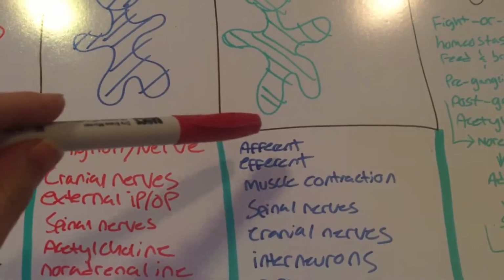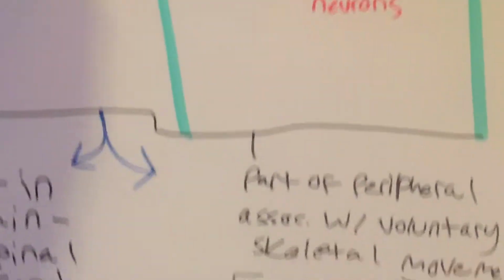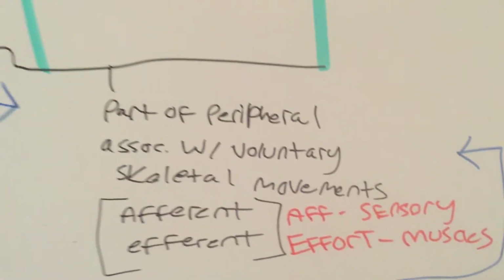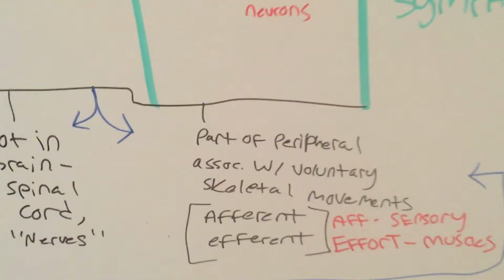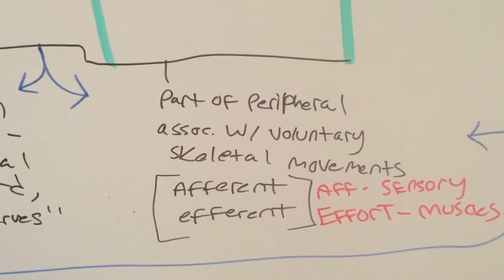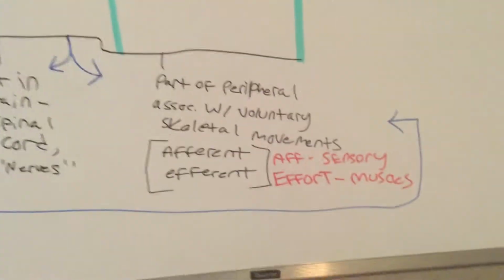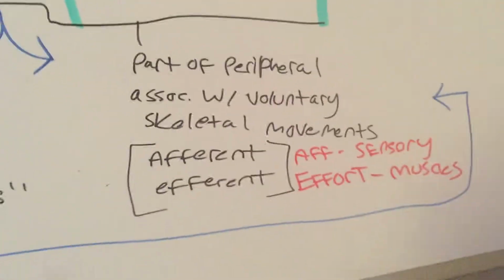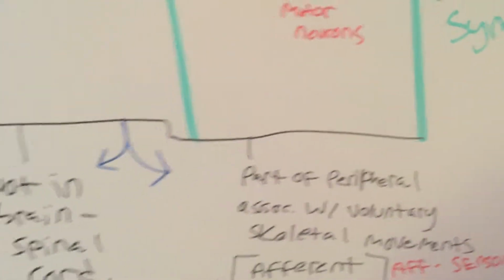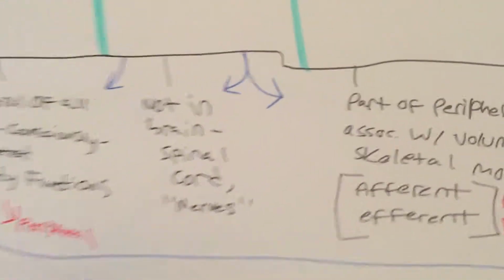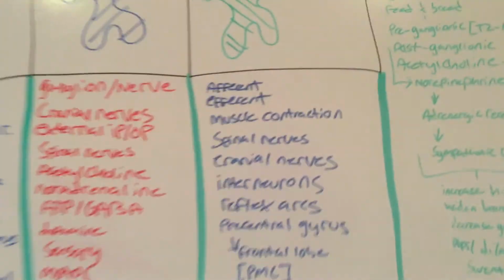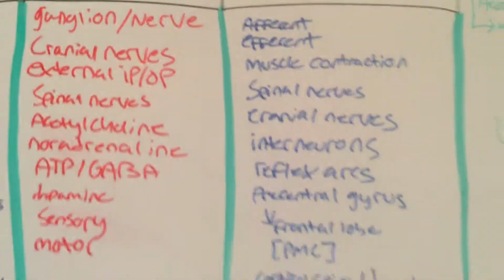Sensory and motor neurons are usually called afferent or efferent. Afferent, down here we have, is sensory. Efferent is related to the muscles or motor. And the somatic nervous system is a part of the peripheral nervous system which is associated with voluntary skeletal movements, and it's comprised of afferent and efferent neurons. Afferent neurons are typically things that go from the outside environment into the brain, and efferent neurons go from the brain to the outside of the environment. So anything where your impulses are going from the brain to the limbs, that would be efferent. Anything that it's picking up from the outside, that's afferent.